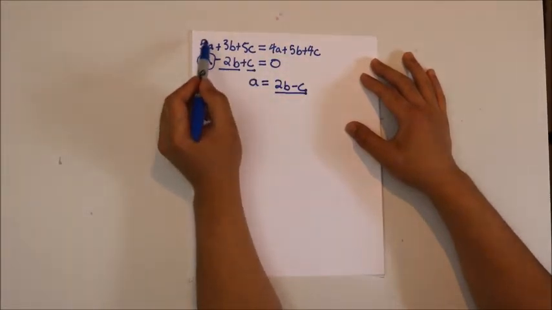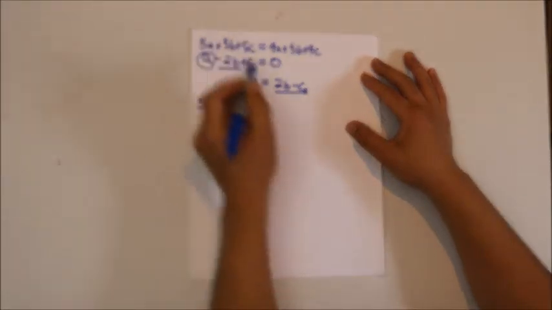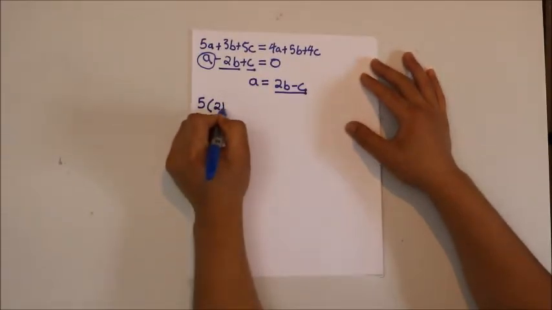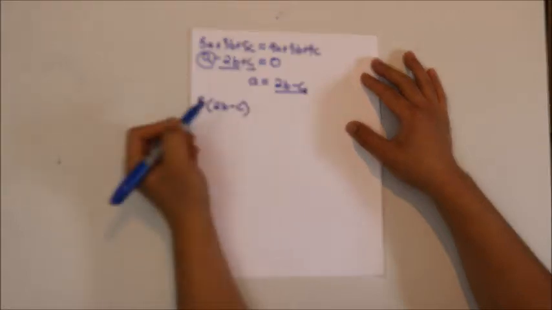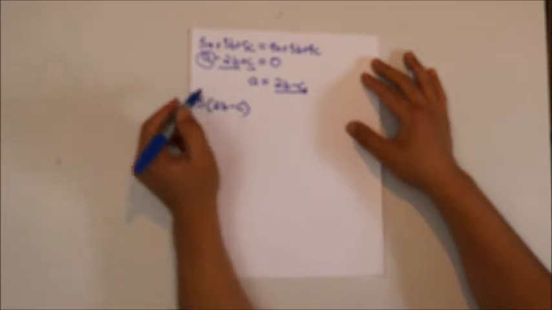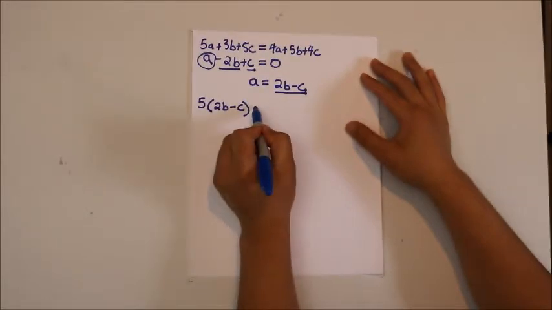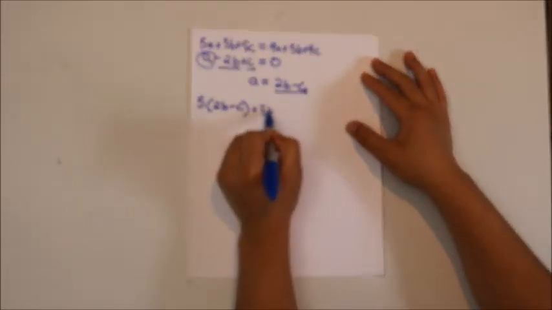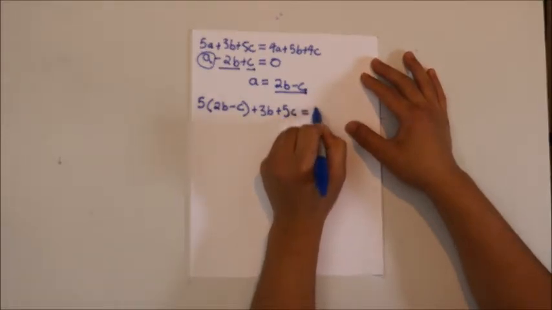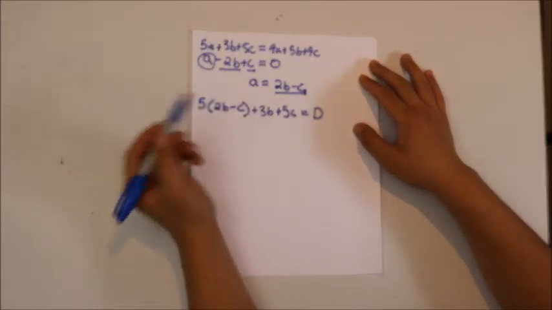Let's just substitute it into the first one. So when we write it, instead of writing a, we write 2b minus c. So 5 times 2b minus c, and you don't have to write the x, the symbol for multiplication. In this case, you just write it beside each other and we know to multiply. Plus 3b plus 5c is equal to d. So now we just solve and simplify.